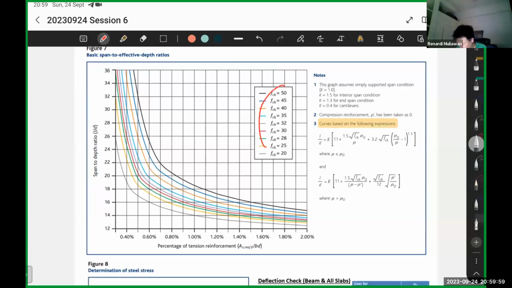But if you can see here is the FCK, and the S required divided by BD. So you just draw a line to the correct FCK, and then you just draw a line to the left. You'll get to the basic L over D. This is the basic span to effective depth ratio. So that's how you get the basic L over D if you want to use the graph. But I still prefer to use the formula.